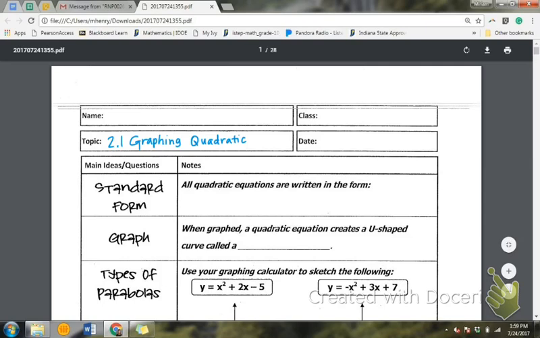I think I know what quadratic means. A quadratic is any polynomial that's raised to the second power. So like x squared, y squared, that's called a quadratic. Okay?